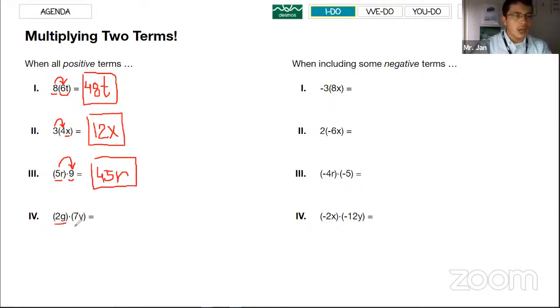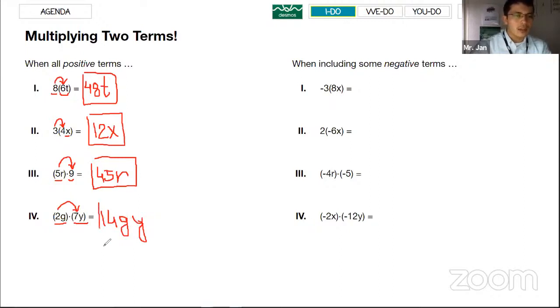Okay. And the last example, what if both terms have a variable? So 2g times 7y. It's the same thing. You need to multiply the numbers first, 2 times 7, which becomes 14, and write the variables next to that number. It doesn't matter which order you put the variables, but you need to put the variables next to your result. So the first term has a g, second term has a y, so your answer is 14gy.